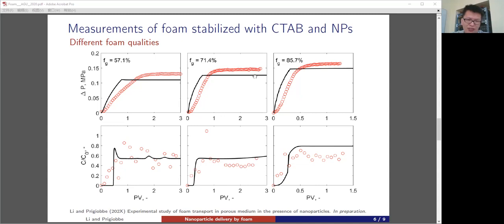The overall process is less sensitive to foam quality change, and in all cases, the system reaches equilibrium within 1 PV. It is possible to see in this measurement that the particles break through the column before 1 pore volume, which indicates that at least a fraction of them travels with gas bubbles.